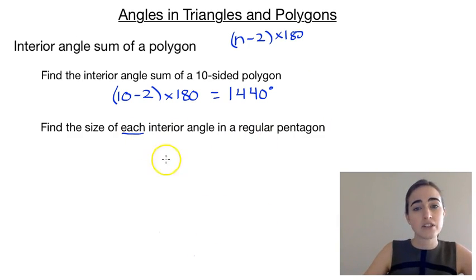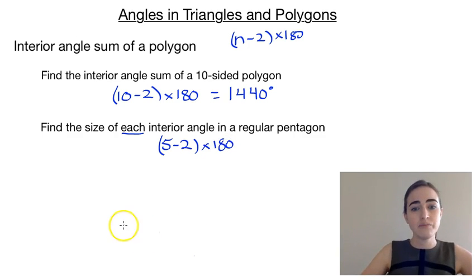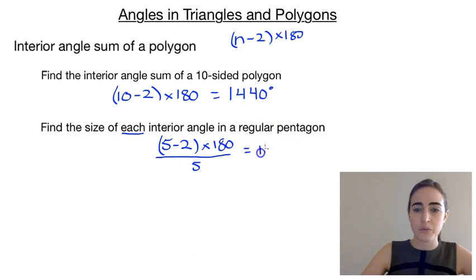So because it's a pentagon, that's a 5-sided shape. So we're going to have 5 minus 2 times 180. That would give us our interior angle sum. And then we're going to divide that by 5 to find out how much each angle is. And if we do that, we'll end up with 108 degrees.